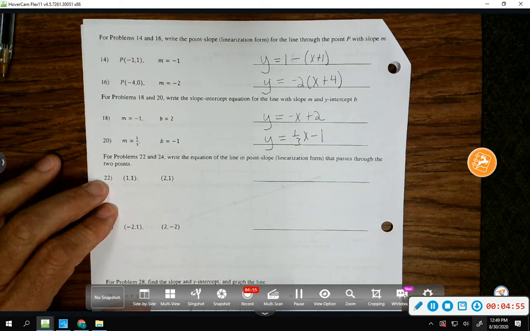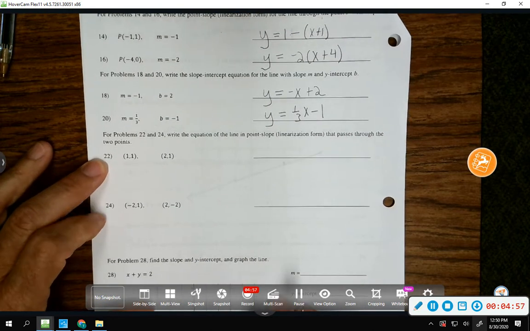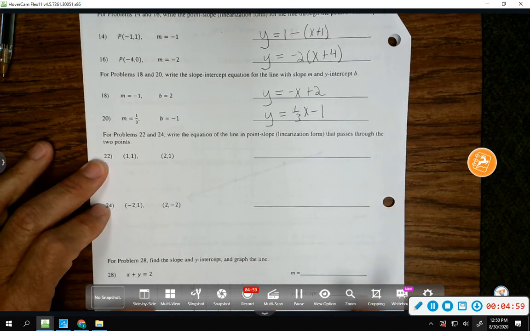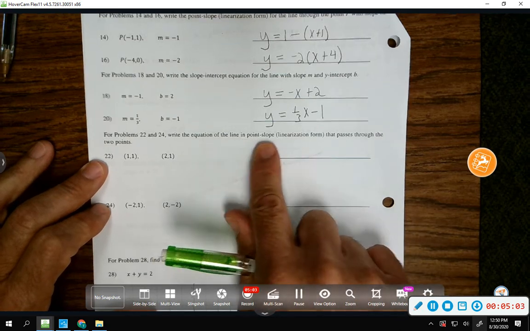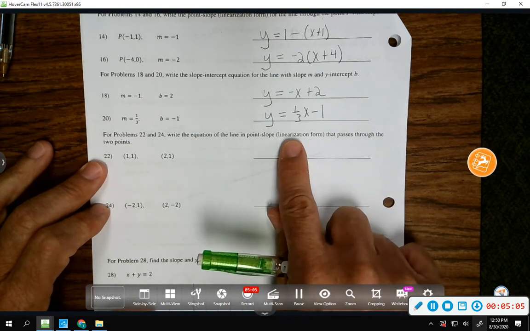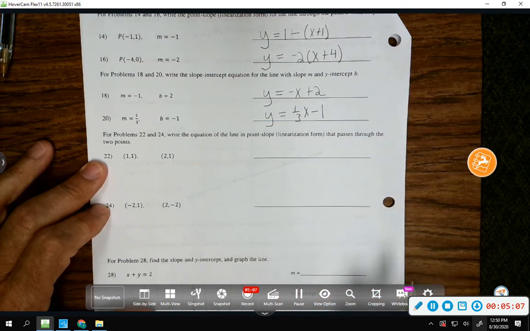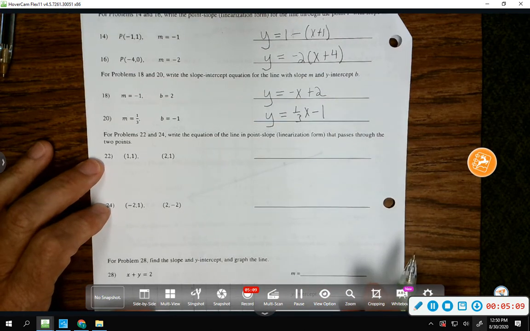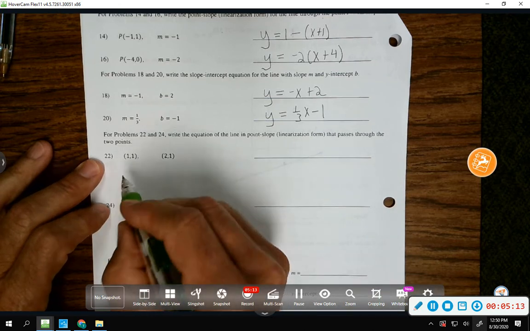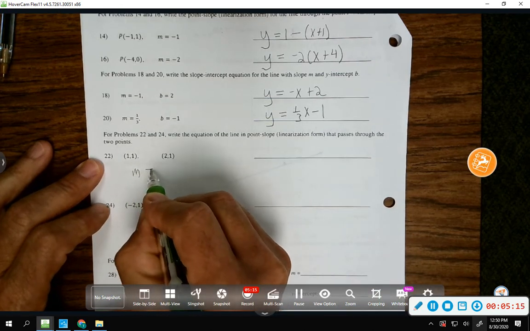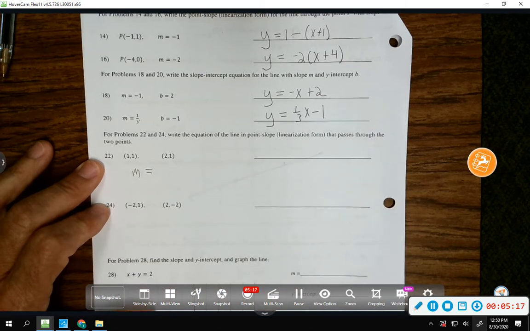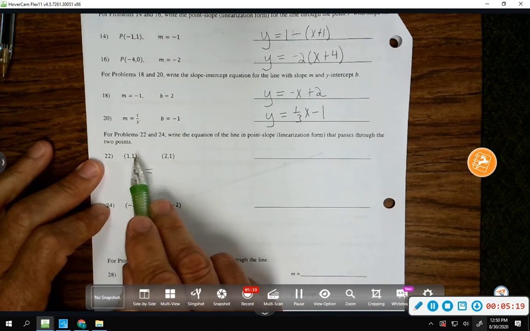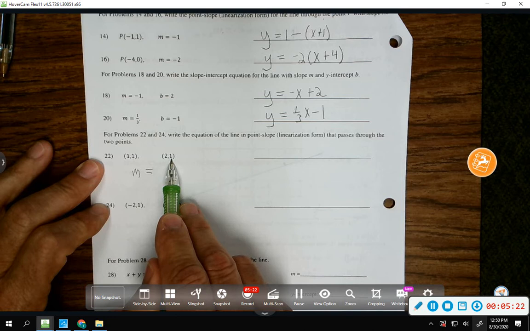Problems 22 and 24. Write the equation of the line in point slope. And again, point slope, I actually want linearization form. So I'm just writing parentheses linearization form that passes through the 2 points. Well, I don't know the slope, so I have to find the slope. In order to find the slope, subtract the y's. Y minus the y. 1 minus 1 is 0.